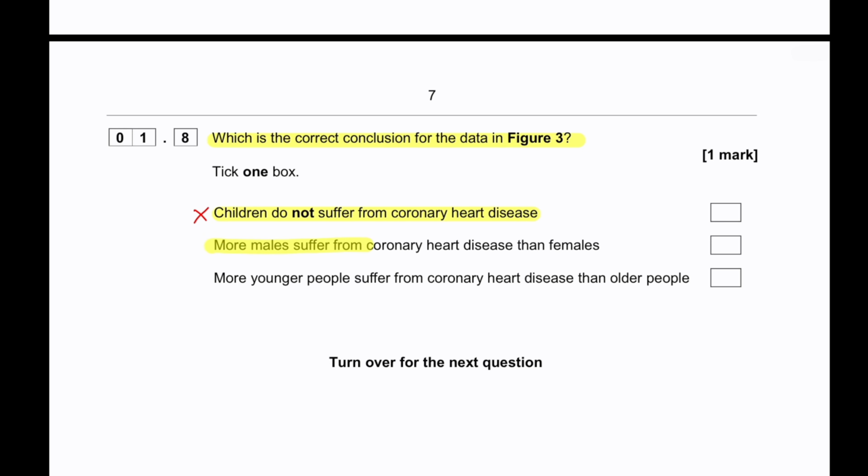More males suffer from coronary heart disease than females. Yes, we have seen that higher percentages of males have coronary heart disease. So this is correct. Then, more younger people suffer from coronary heart disease than older people. No, higher percentages of older people have coronary heart disease. So the second option is the correct answer.